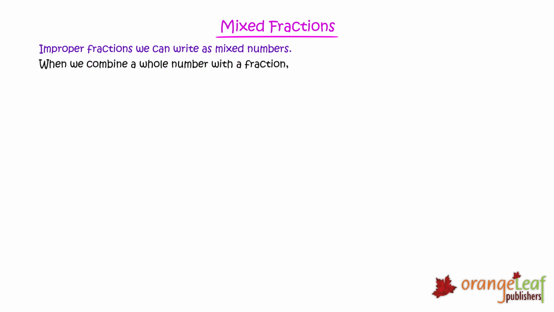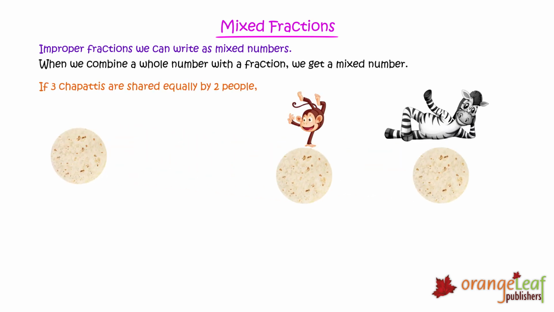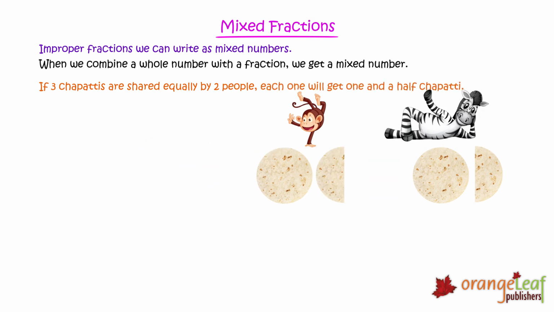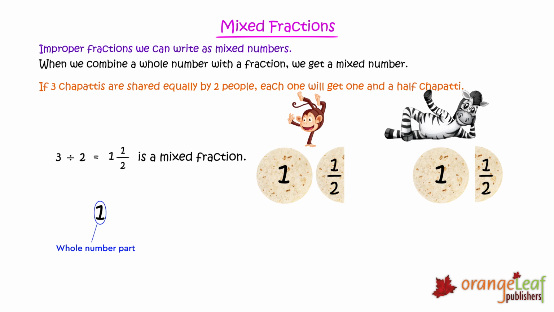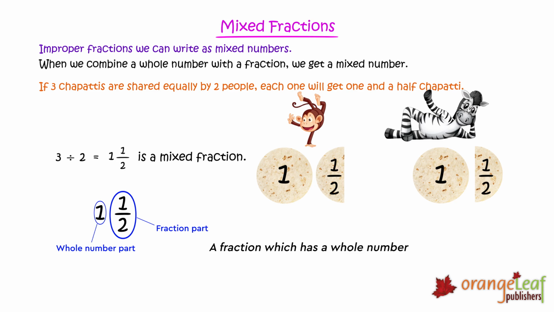Mixed fractions. Improper fractions we can write as mixed numbers. When we combine a whole number with a fraction, we get a mixed number. If 3 chapatis are shared equally by 2 people, each one will get 1 and 1 by 2 chapati. That is, 3 divided by 2 is equal to 1 and 1 by 2, a mixed fraction. 1 is the whole number and 1 by 2 is the fraction part. A fraction which has a whole number and a proper fraction is called a mixed fraction.